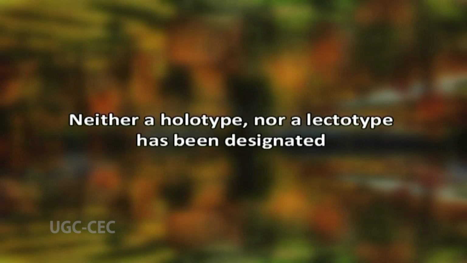A syntype is a term used to indicate specimens with a special status, and they belong to the original collection and from among which a lectotype is designated. In other words, a syntype is each specimen of a type series from which neither a holotype nor a lectotype has been designated. The syntypes collectively constitute the name-bearing types.